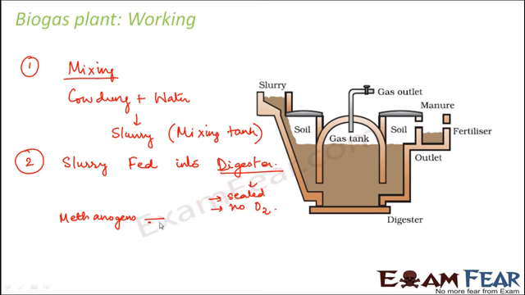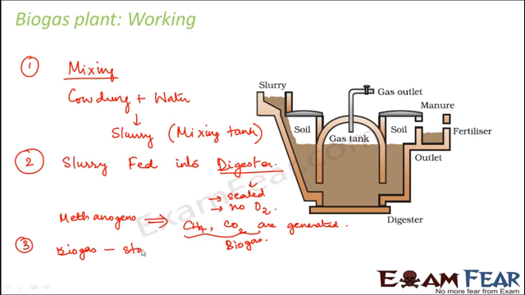Now as a result, what will happen? Gases like CH4 and CO2 are generated. How are they generated? By the process of anaerobic respiration. Now what will happen to the gas? These gases all together form the biogas. So where will the biogas go? This biogas gets stored in the gas tank, and then from the gas tank it is taken out. Biogas is taken out through the outlet.